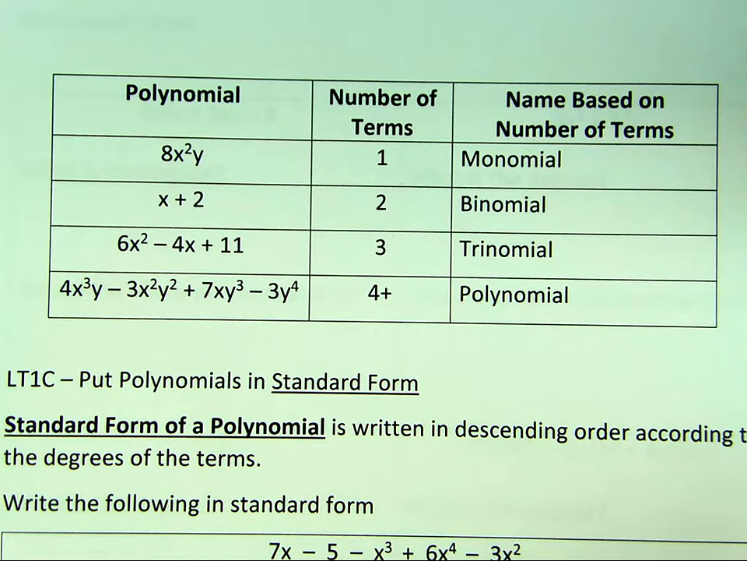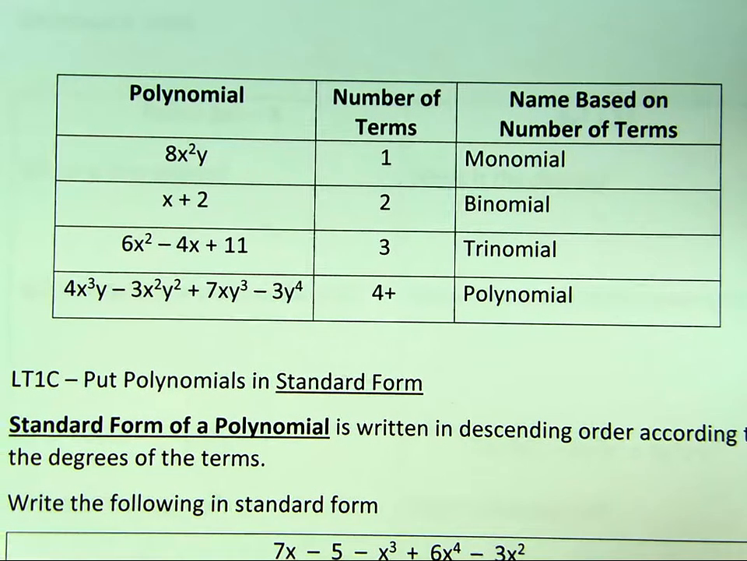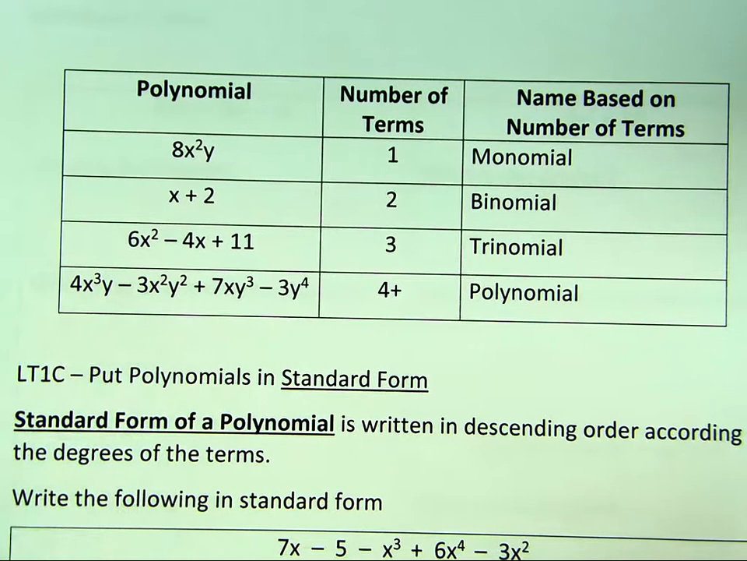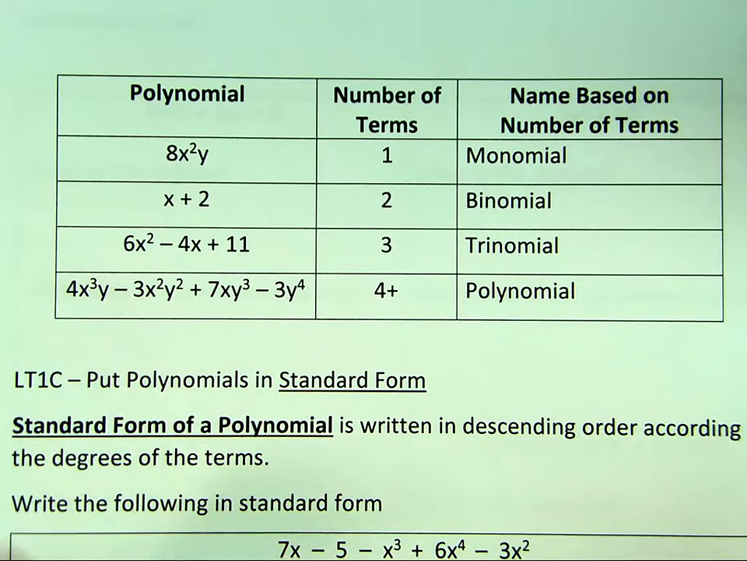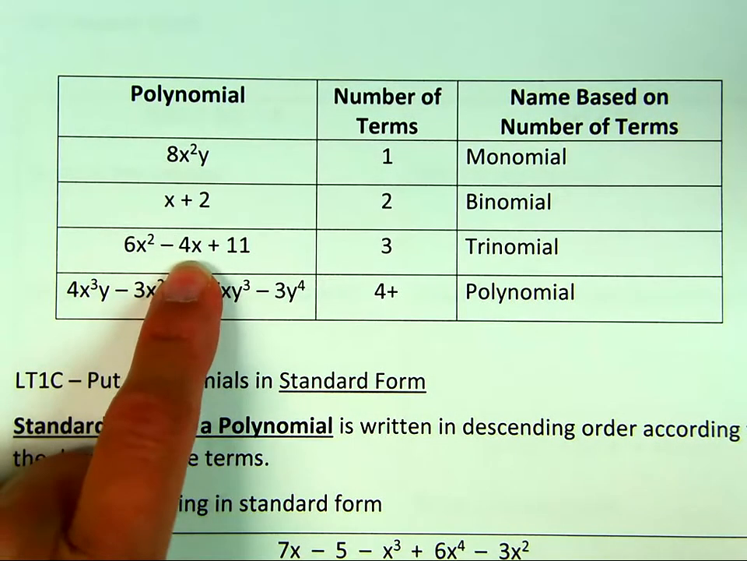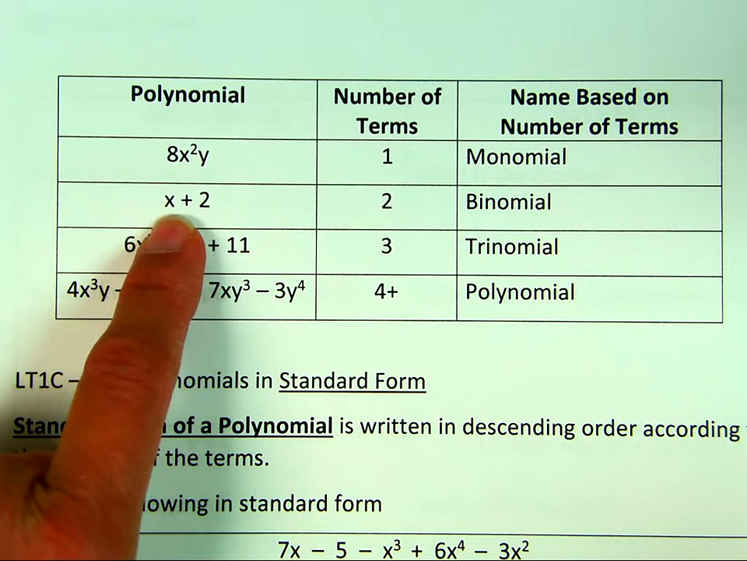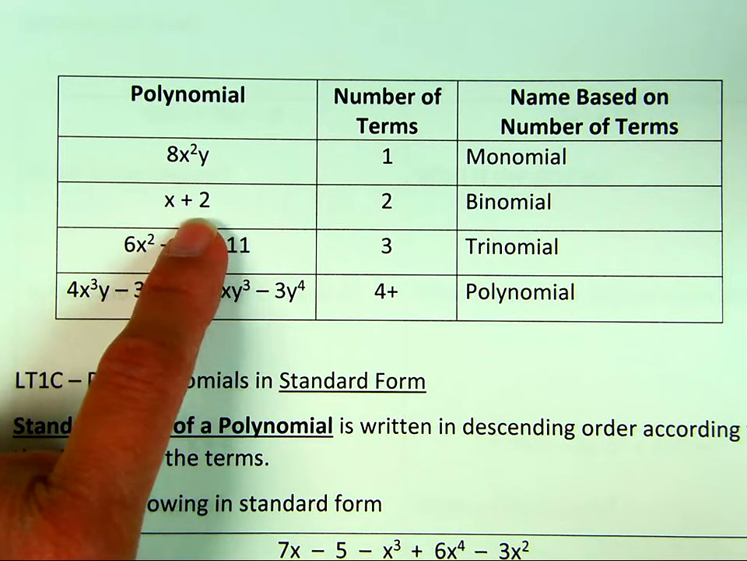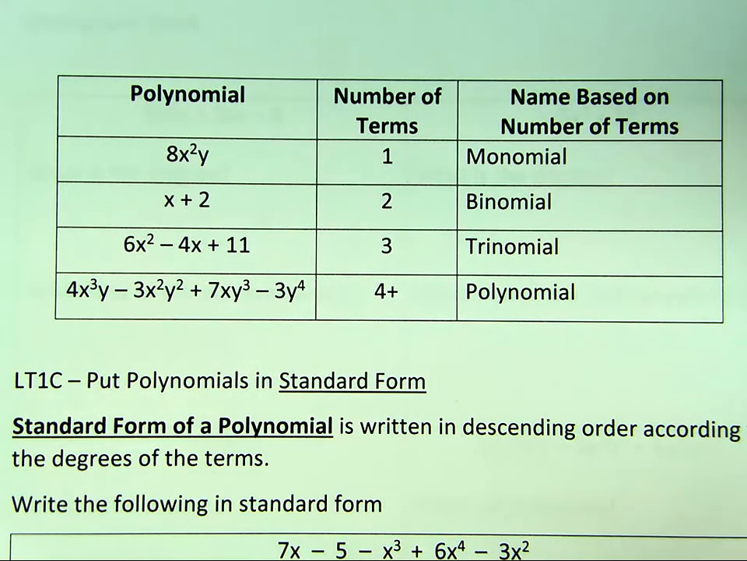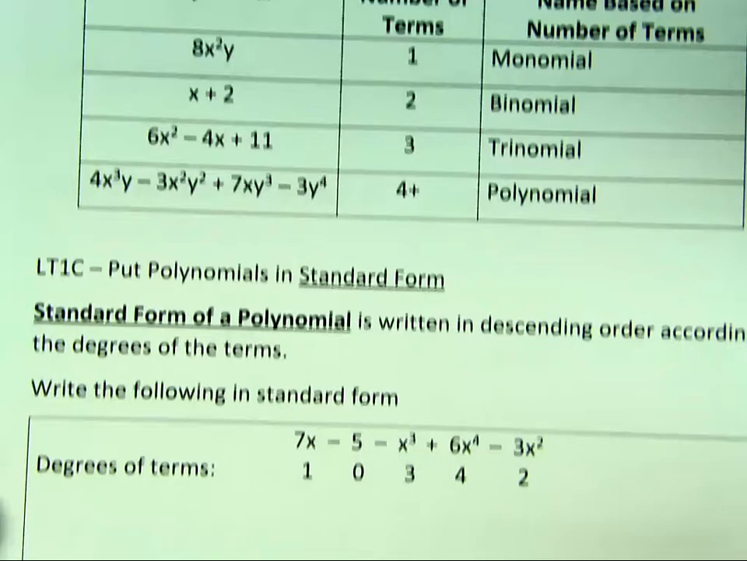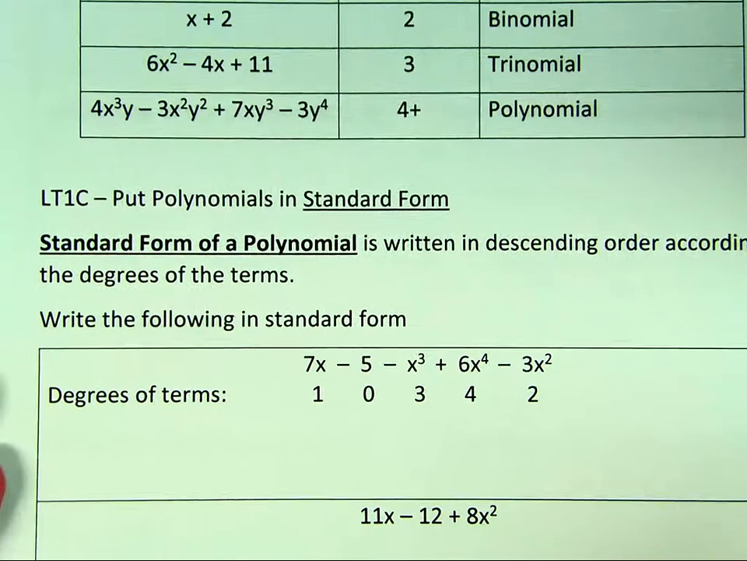So now we're going to switch gears. You do have to name them, and they'll ask you to name them both ways. So if you saw something like this, you'd have to say it's a quadratic trinomial, and this is a linear binomial, because you take the degree and the number of terms to name it. We'll practice that. Okay, now on to standard form. It's our third thing we're learning today.